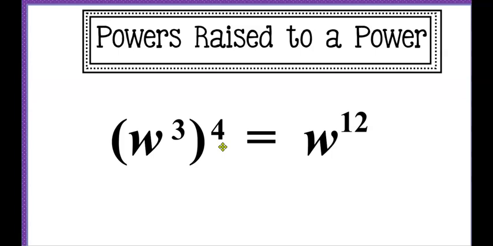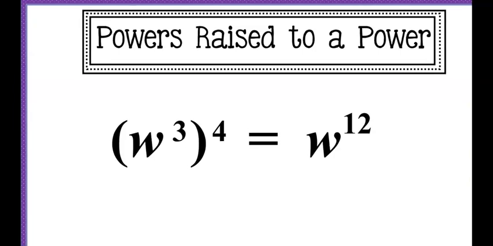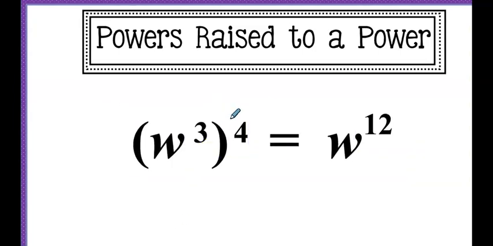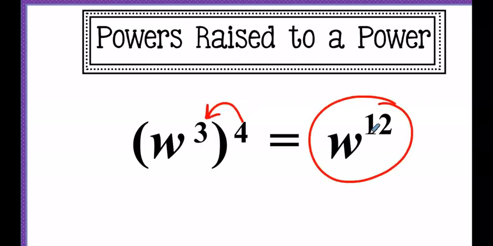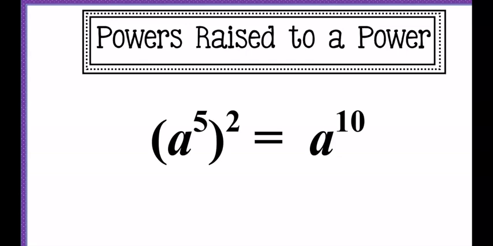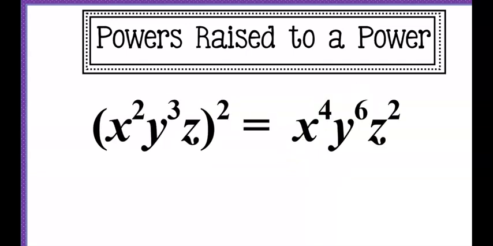And any time a number touches the parentheses, you multiply or distribute. So in this case, we're going to multiply this exponent of 4 times this exponent of 3, giving us w to the 12th. In this example, we'll distribute the power of 2 to the power of 5, giving us a to the power of 10. In this one, we're going to distribute the power to every single factor inside the parentheses.